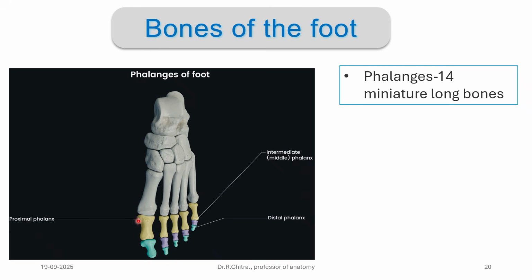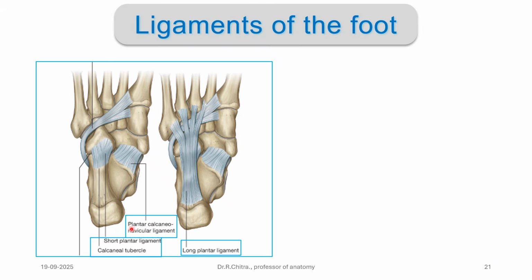Now phalanges are 14 miniature long bones, 2 in the great toe and 3 in the other toes. We have completed the tarsal bones, metatarsals and phalanges in detail. Now we will see the ligaments of the foot. There are many ligaments in the foot. In this we will see only the main ligaments, which are very important to support the arches of the foot.